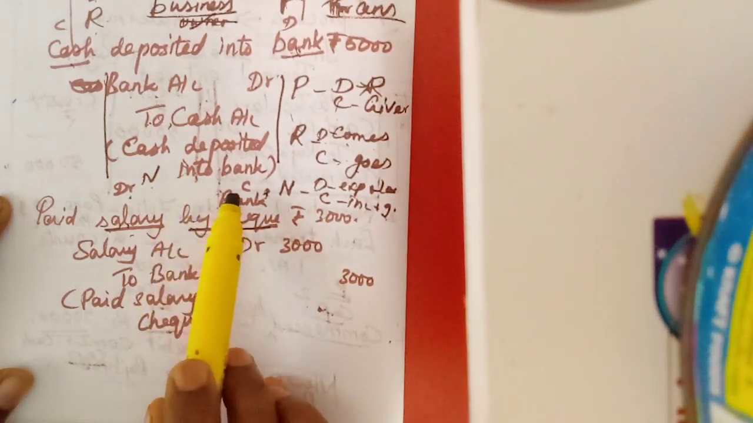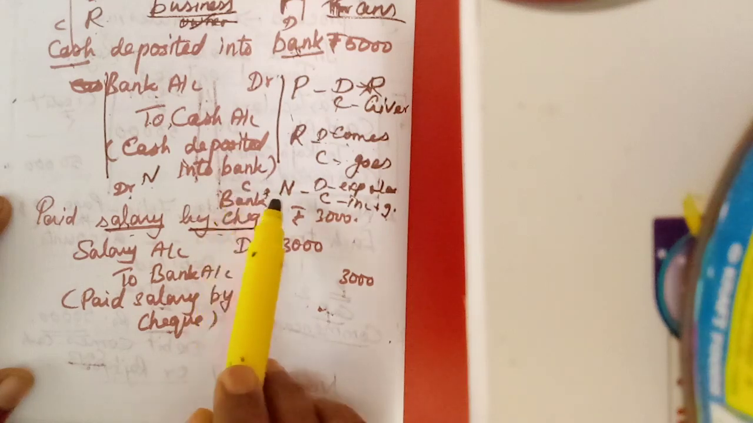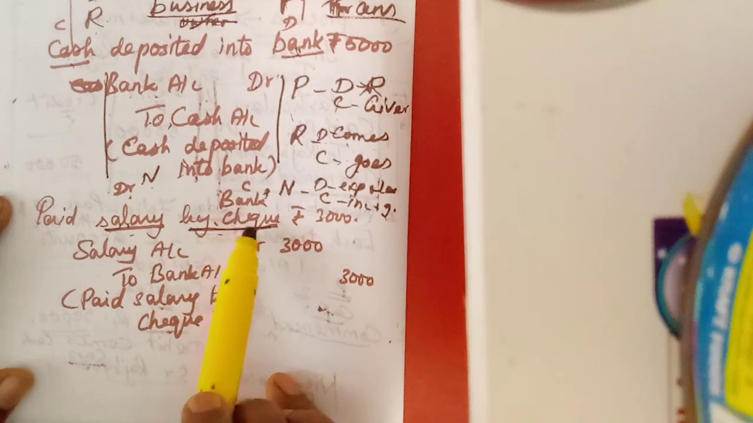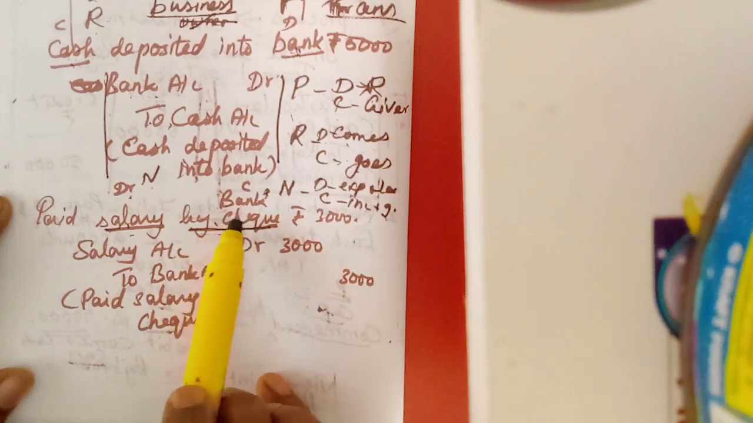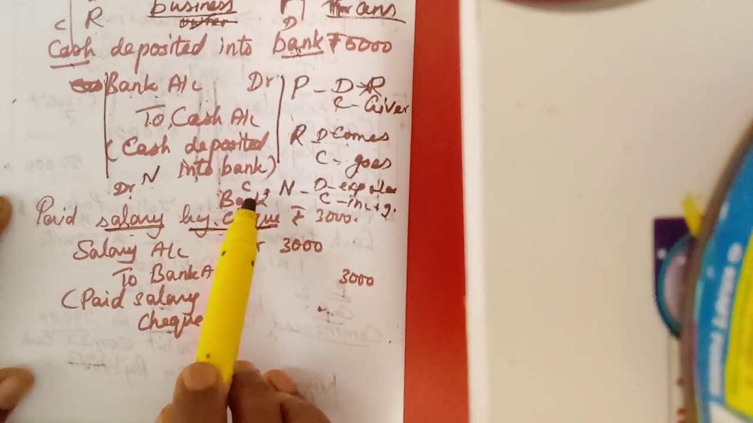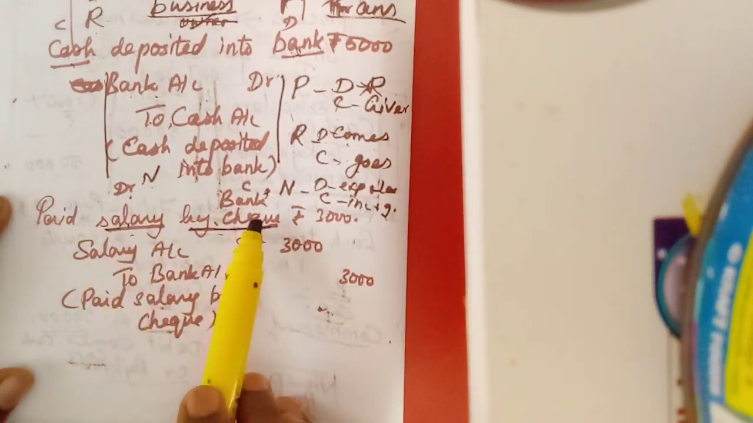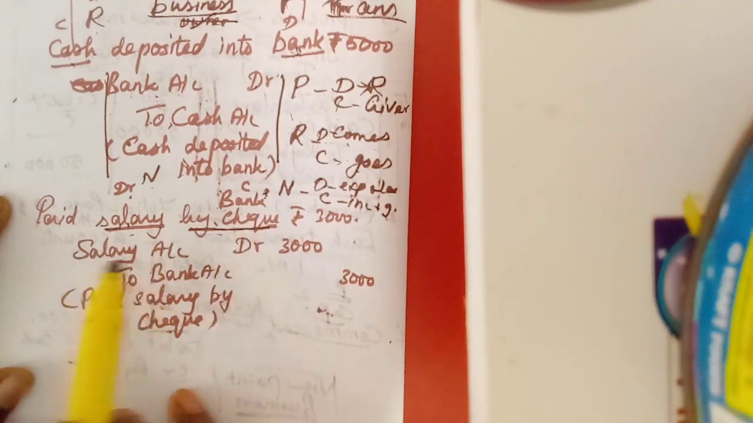Once again, check the rule for personal account: debit the receiver, credit the giver. Here who is paying the amount? The bank, so credit the giver. So salary is debited, bank is credited. We write: Salary account debtor to bank account, paid salary by cheque.